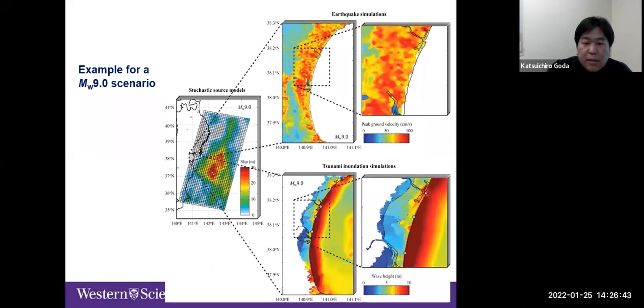I can do the same for the magnitude 9.0 scenario. So we can see that the size of the earthquake has expanded significantly, and the slip concentration is very significant. So of course, with the larger magnitude, the peak ground acceleration and peak ground velocity increase. So yellow becomes red, but you can see the drastic changes in the inundation extent along the coast. So we can consider this effect.